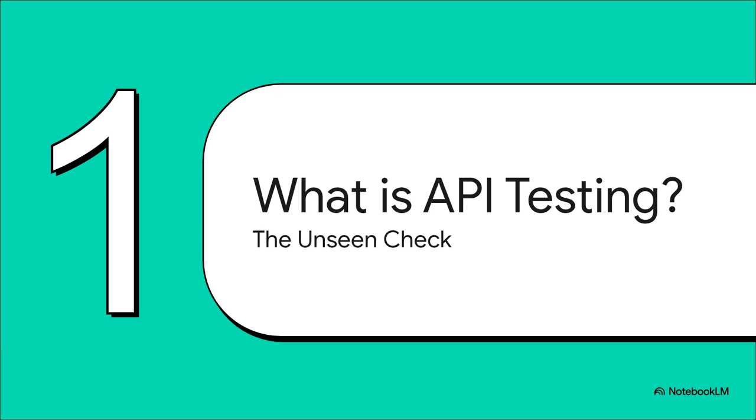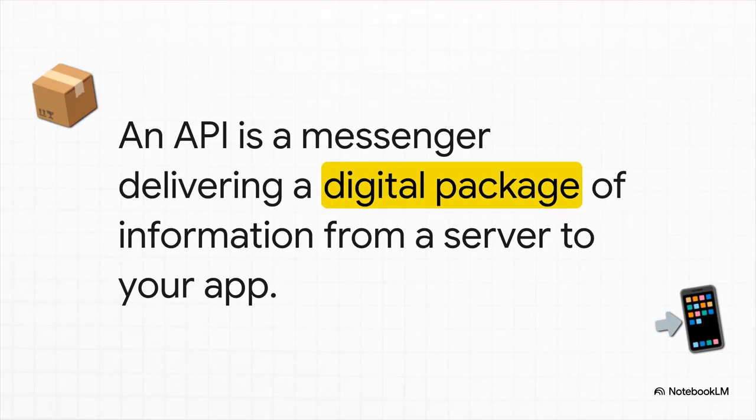Well, first, we need to get a handle on how digital information even gets to the app on your phone in the first place. Think about it. Every time you refresh your feed, check sports scores, or see a friend's new photo, an API is acting like a messenger, delivering that info in a digital package. The whole process of checking that package for mistakes before your app uses it, that's API testing. And trust me, it's absolutely crucial.